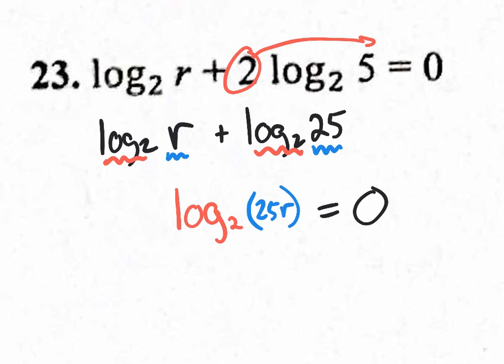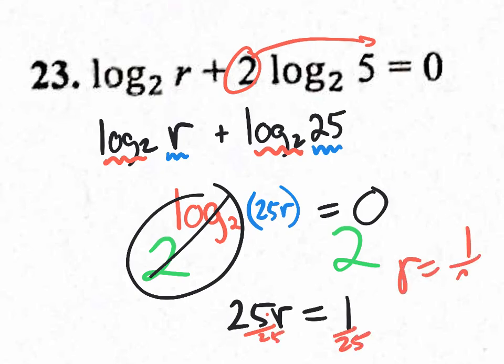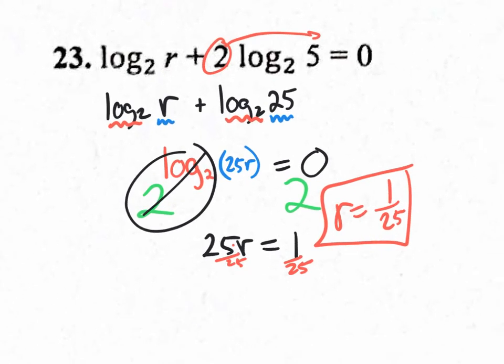So how do I get rid of log base 2? Raise it to become the power of base what? 2. And what you do to one side, you must do to the other. So yes, 2 to the log base 2 eliminates. You have 25r that comes back down equals 2 to the 0, which is 1. Final step, divide by 25, which means your final answer is r equals 1 divided by 25. Ta-da. Easy peasy.